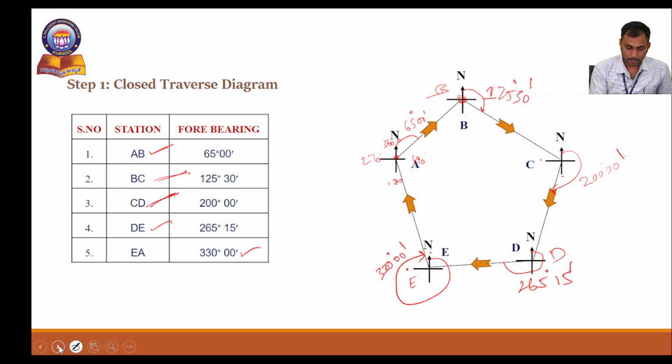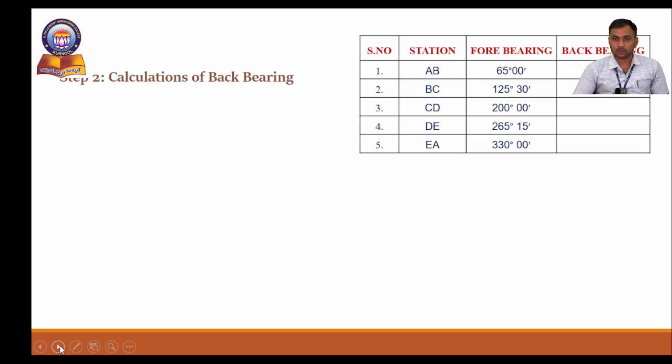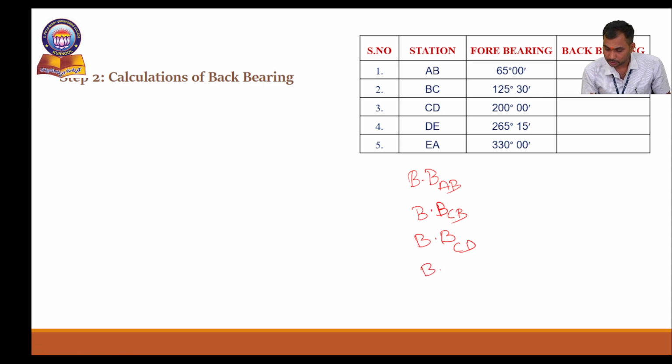Okay, right. Now calculating the back bearing values. In our question they have mentioned the serial number and the number of stations. How many are there? 5 stations. For each station they have given the fore bearing. Now we have to calculate the back bearing of AB. Okay, simple. Back bearing of AB. Next, back bearing of BC. Next, back bearing of CD. Next, back bearing of DE and back bearing of EA.